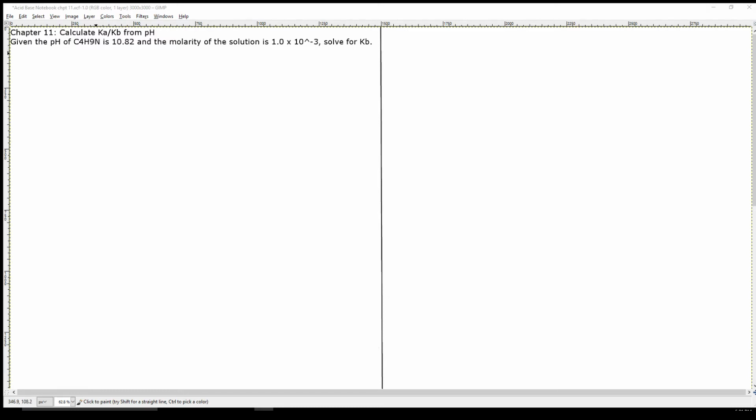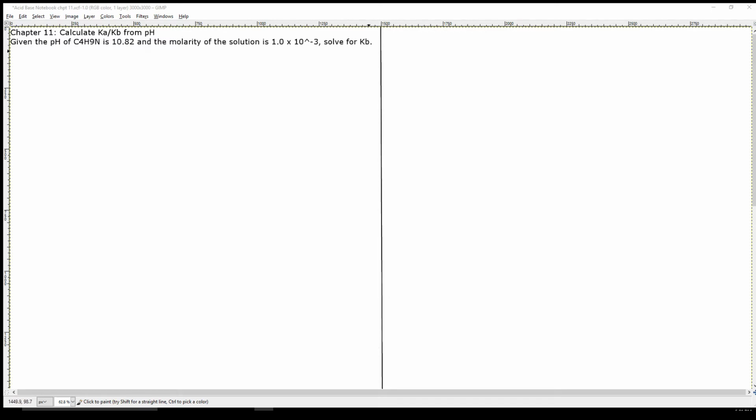We know it's not a strong acid or a strong base. Why do we know that? Well, we have a few reasons. One of the reasons would be we've been asked to solve for Kb, and we know that strong acids and strong bases don't have Kb. Why don't strong acids or strong bases have Kb? Because they don't go to equilibrium. But this is not part of our memorized list, so we know it must be weak.